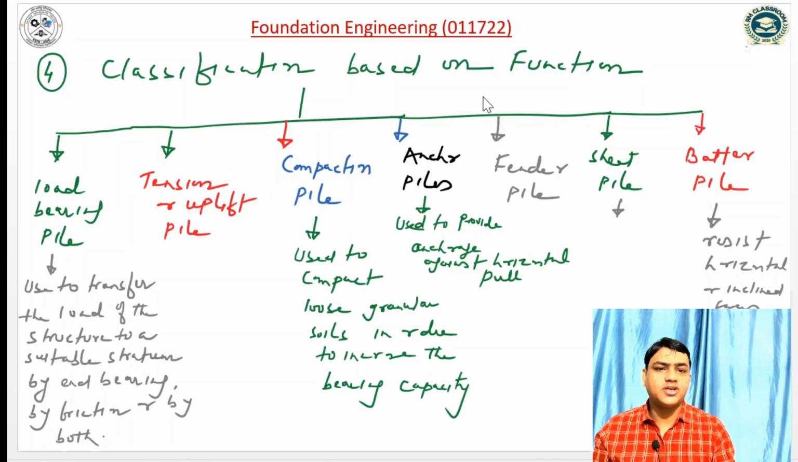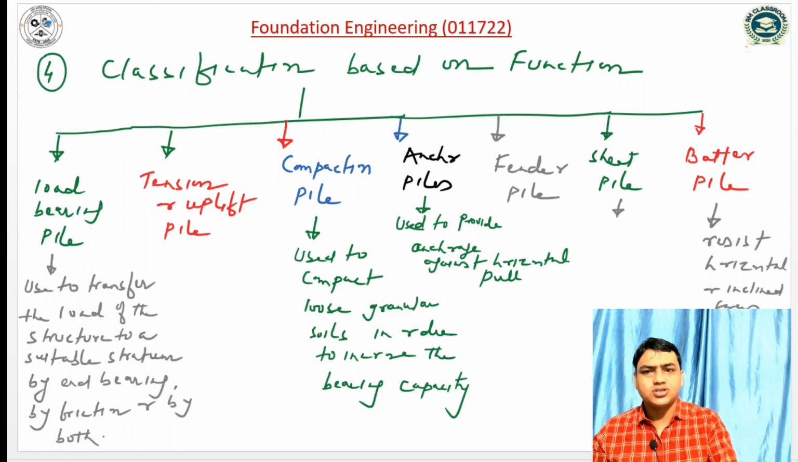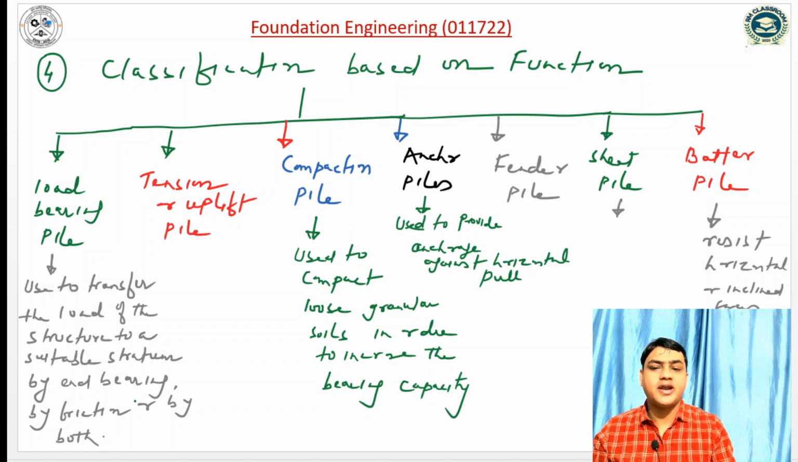Similarly, classification based on the function. There are various types of pile on the classification of their function: load bearing piles, transfer or uplift pile, composite pile, anchor pile, fender pile, sheet pile, and batter pile. So what is a load bearing pile? A load bearing pile is used to transfer the load of the structure to a suitable stratum by end bearing, or by friction, or by both. We have already discussed end bearing, frictional, or both.